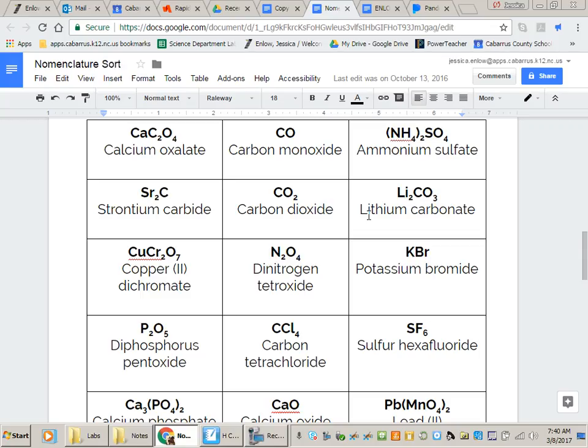Can someone else extend off of that? What makes the name so different? Yes, there's a prefix to indicate a number of atoms on some but not others. So let's look deeper. You just told me what made things ionic. What made things ionic?